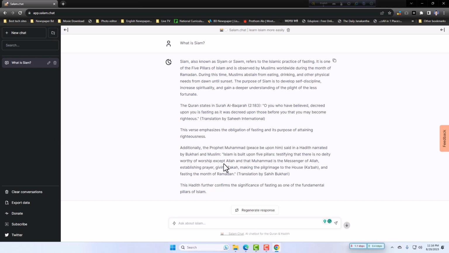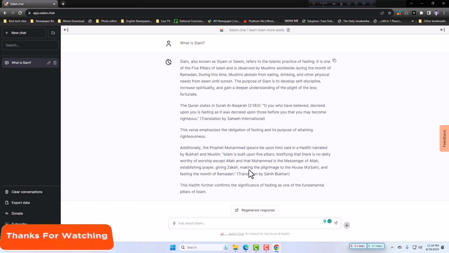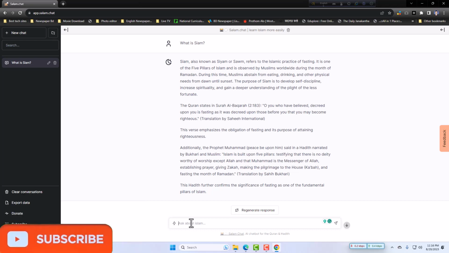For every answer, the Salam chatbot will tell you the reference, from where it originates, or the source of this information. It is very amazing. I like this. If you want to ask something in Bangla, you can write here in Bangla.